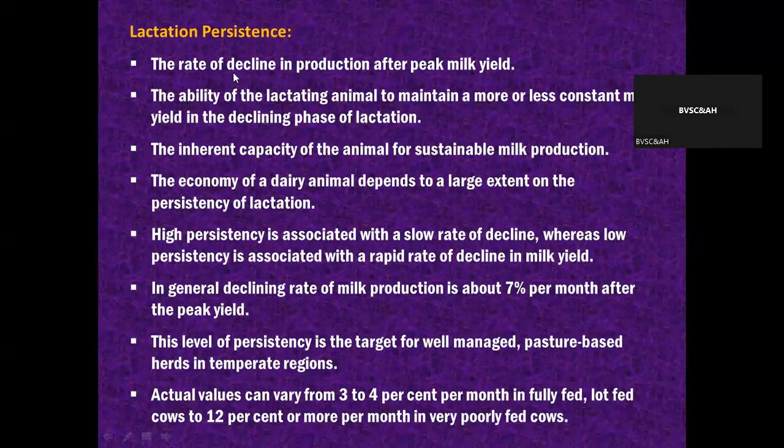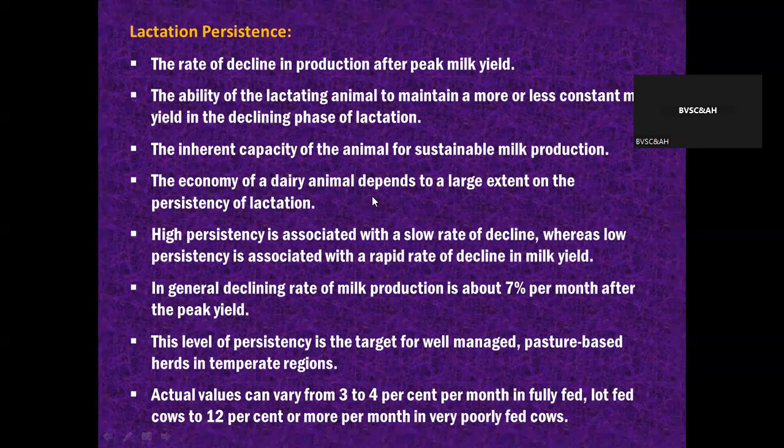So lactation persistency is the rate of decline in production after the peak milk yield. It is the ability of the lactating animal to maintain a more or less constant milk yield in the declining phase of lactation, and that is very, very important. If you can manage that, it means you are managing good production from the animals. It is the inherent capacity of the animal for sustainable milk production. If you can sustain that milk production by decreasing the rate of decline, or increasing the persistency.